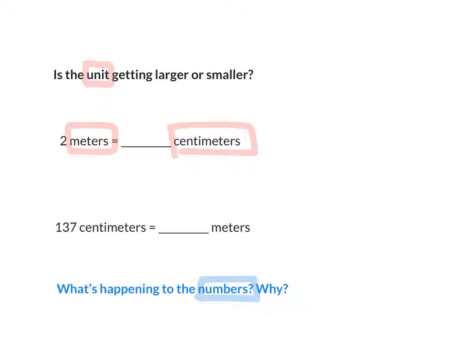Nice. So if originally I had 2 meters, and I want to change the meters to centimeters, show me the size of a meter with your hands. Show me the size of a centimeter with your hands. Is the unit getting bigger or smaller? Smaller. Okay, nice. Now down here, show me the size of a centimeter with your hands. Show me the size of a meter with your hands. Is the unit getting from smaller to bigger or bigger to smaller? Smaller to bigger. It's getting bigger.